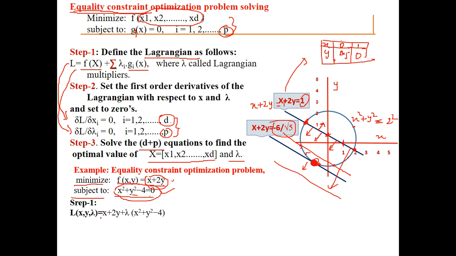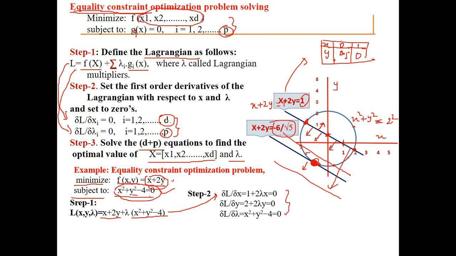So step 1, make the Lagrangian equation: objective plus constraint. Then you differentiate with respect to x, y and lambda. If you differentiate this with respect to x, you will get 1, here 0, here 2x into lambda, here 0, because the term which doesn't have x will be 0. Similarly differentiate with respect to y and lambda. So you get 3 equations.